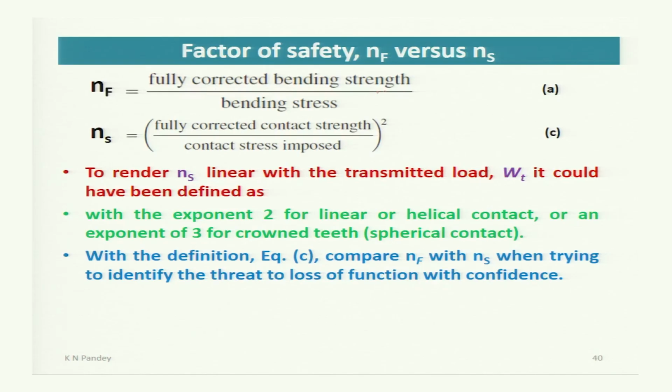NF is the fully corrected bending strength divided by the bending stress, and NC is the fully corrected contact strength divided by the contact stress imposed, squared. Now, this exponent will be 3 for crowned teeth. With the definition of equation C, compare NF, the factor of safety guarding against bending fatigue, with the factor guarding against surface fatigue, to identify the threat to loss of function with confidence.